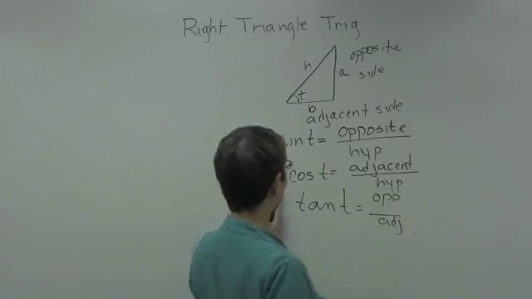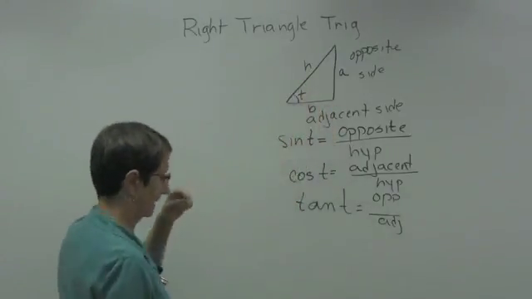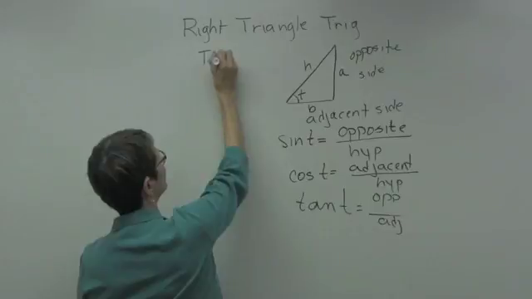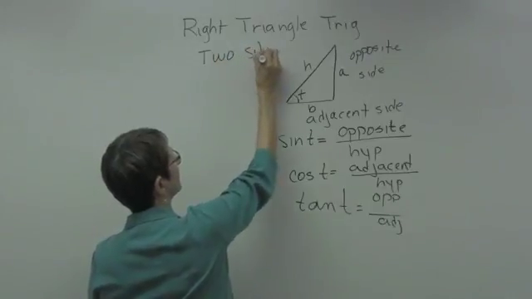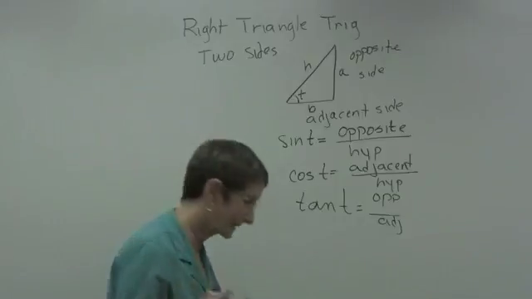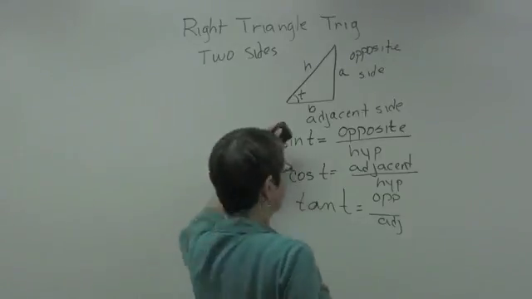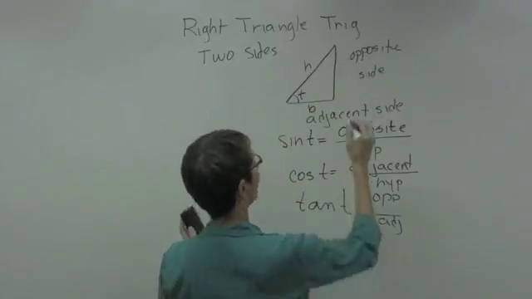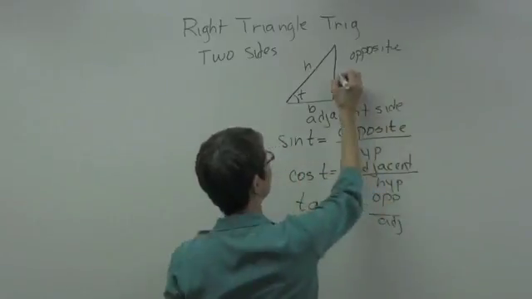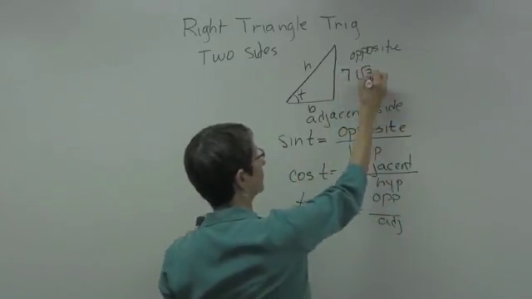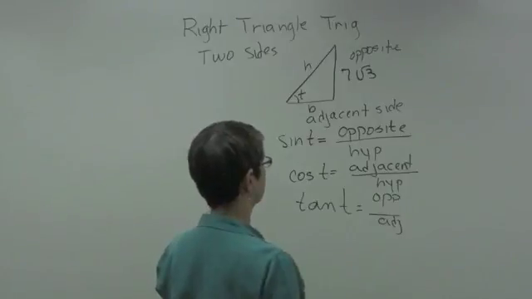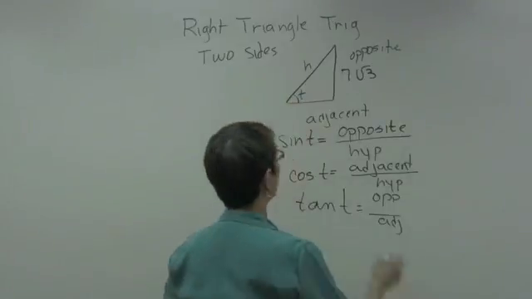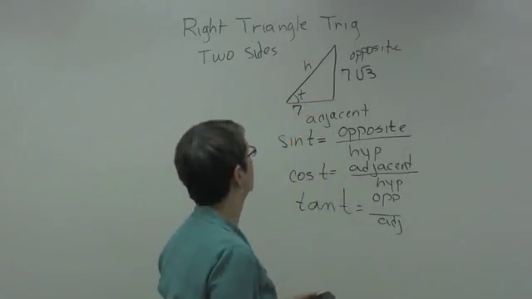Now, let's look at a particular triangle. Let's say we have 2 sides, and that is usually what happens with this type of trig. When we look at right triangle trig, we're given 2 sides. So let's take side A, and let that side A be 7 square root of 3. And let's let side B, the base, be equal to 7.